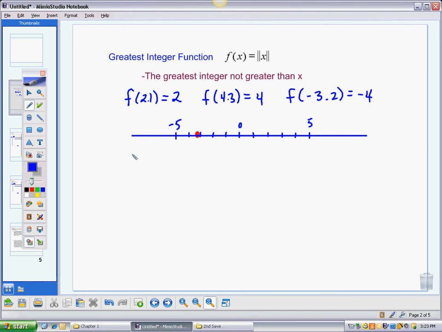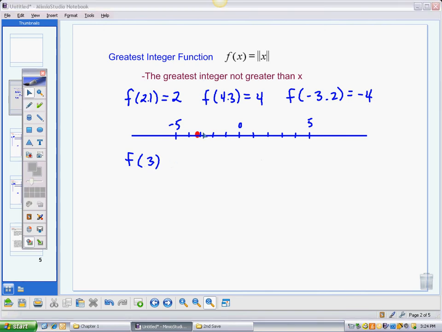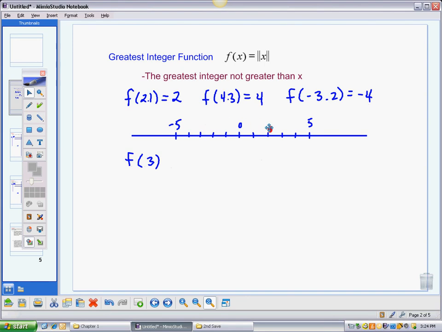Now a real interesting one is if I was to give this f of, let's say, 3. So if I go where 3 is, the integer that is the largest without being larger than 3 is actually 3, because 3 is not larger than 3, so the output would be 3. Now this gives us an interesting thought process.